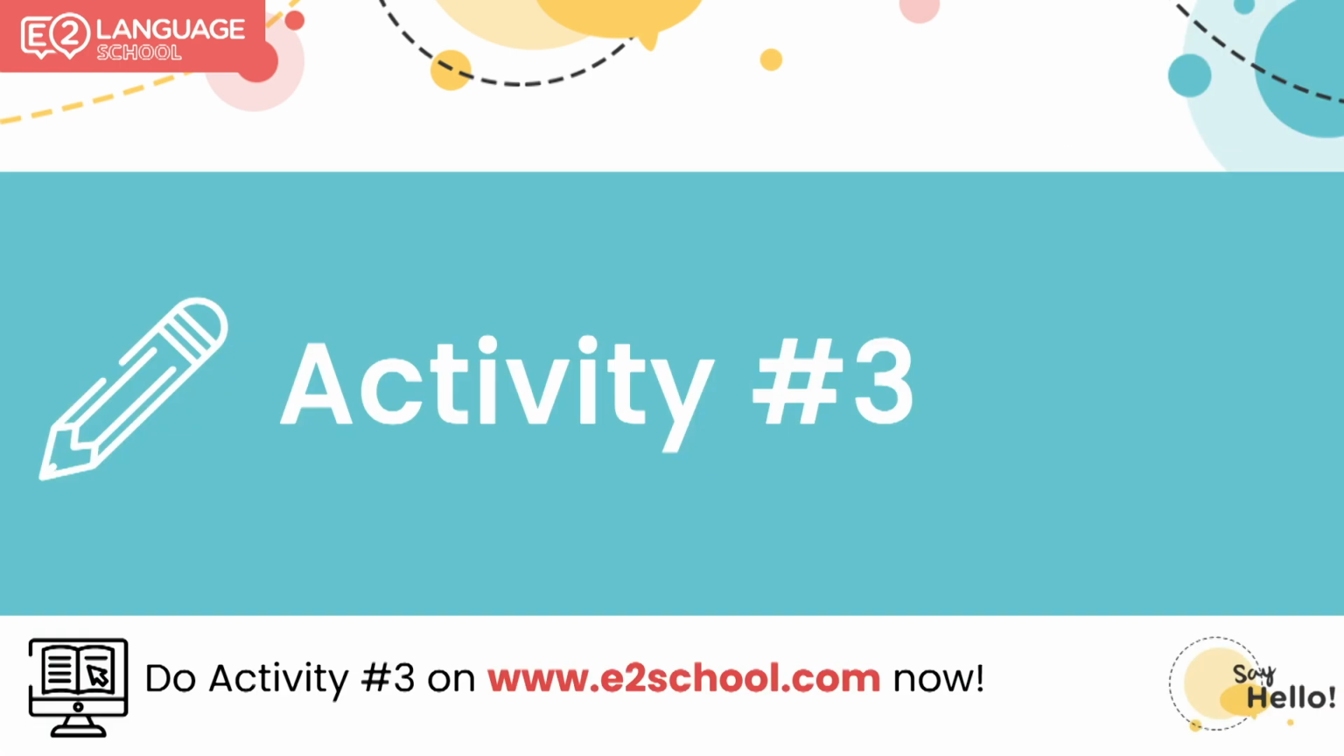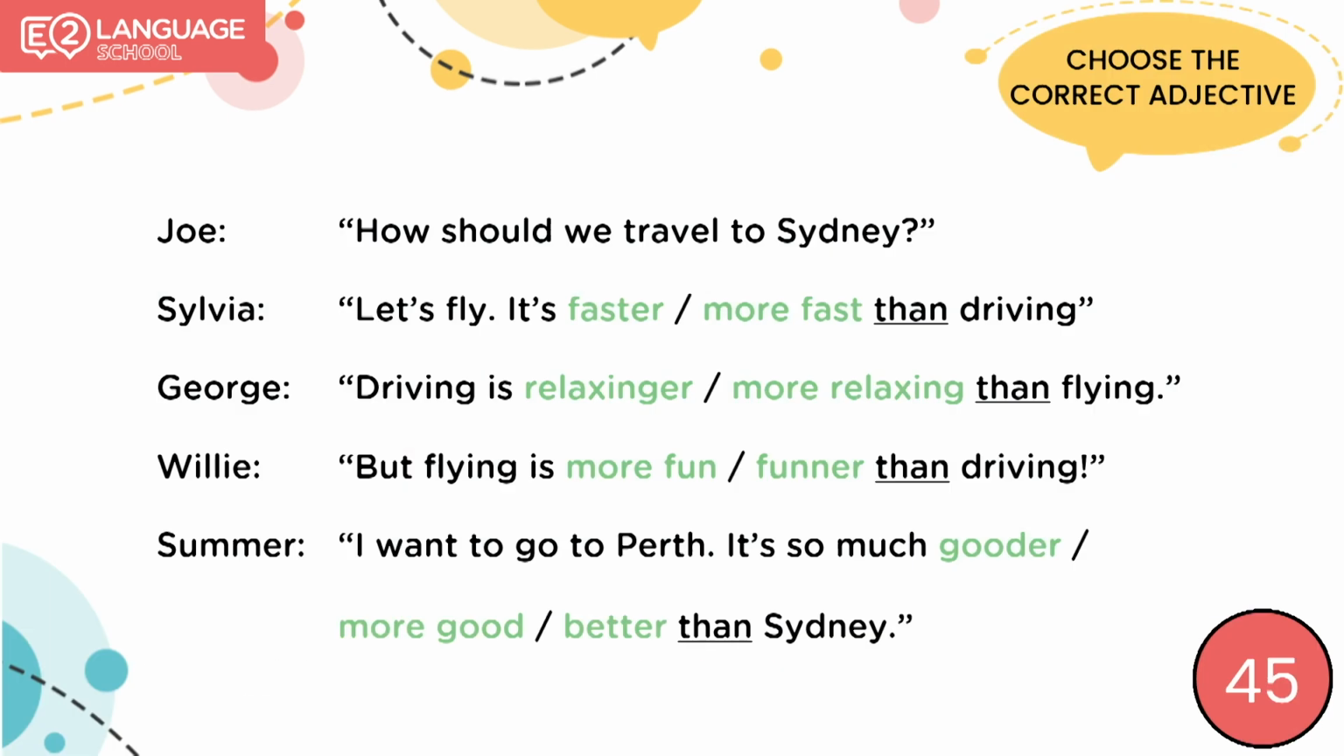Okay, everyone, now it's time for our final activity of the lesson. If you're on E2 School, just do this activity on the webpage. Okay, in this activity, you need to choose the correct form of the adjective. You have 45 seconds.